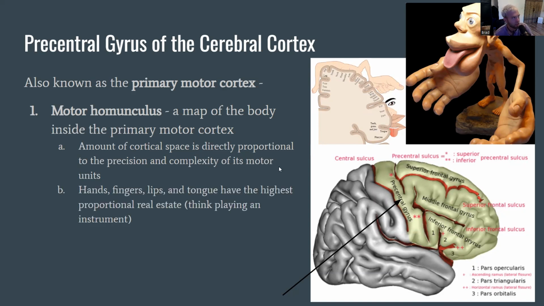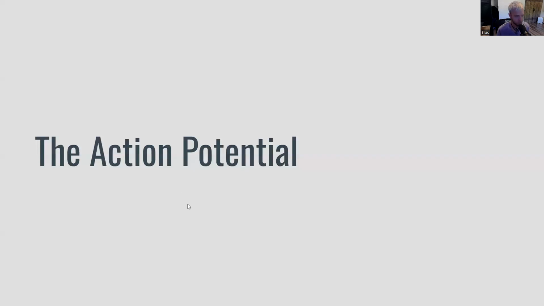God, it's hard to talk. And so, like we said here, hands, fingers, lips, and tongue, things that have a lot of sensory but also a lot of motor units, are going to have the highest proportional real estate. And the way I put this was, think about playing an instrument like a piano or a guitar. You have to have such finely tuned abilities to move those fingers in such a complex and refined way that it's going to take up a lot of real estate inside the brain itself to do that. And so that's kind of where we're going to end up here.